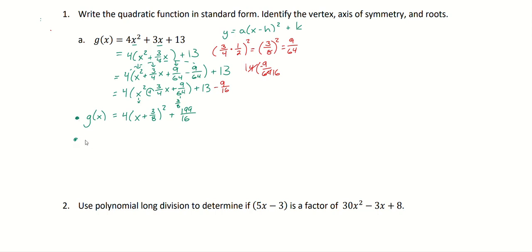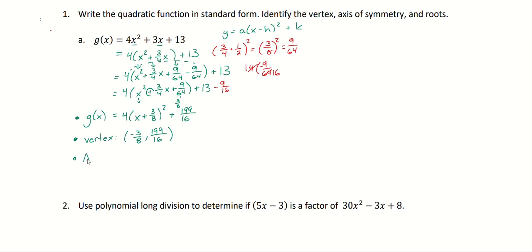The next part is the vertex, which once we get into this form, it's super easy to identify. The vertex from standard form is always going to be the point (h, k), where the only weird part about this is h is always opposite of this sign. So we have negative 3/8, I'm sorry. And it looks like the k value of 199/16 is our y coordinate for our vertex.